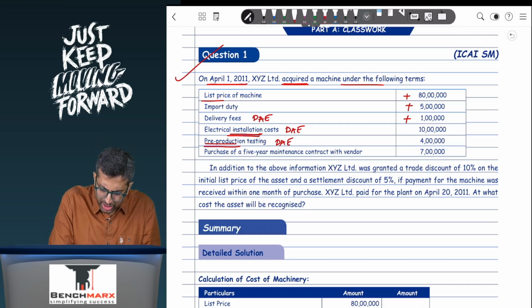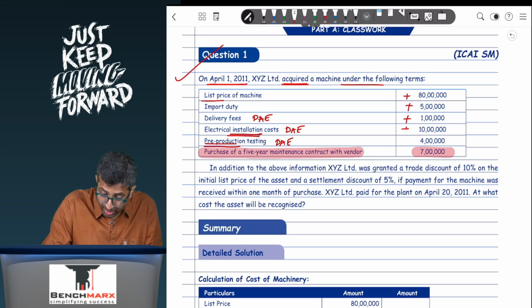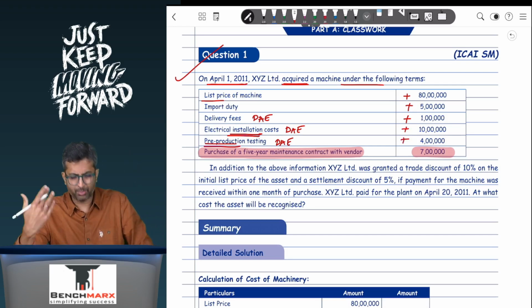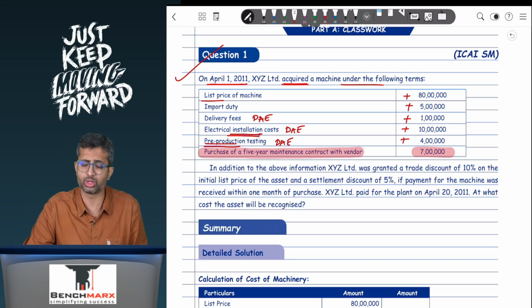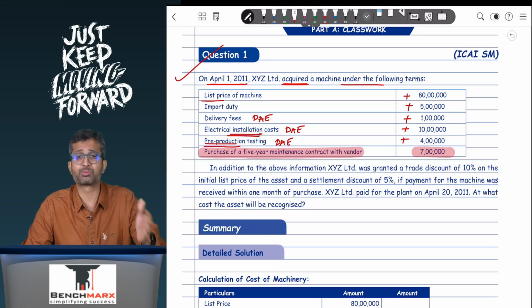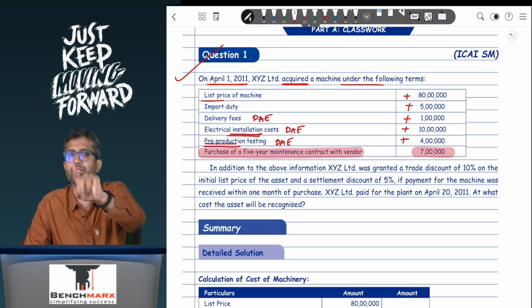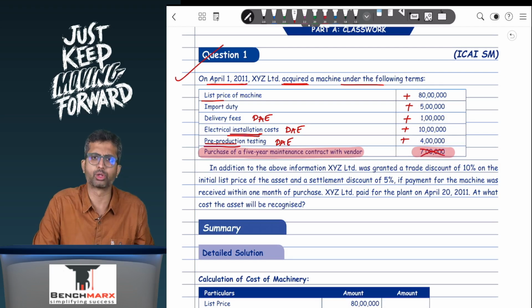Okay. Now purchase of a 5-year maintenance contract with the vendor, 7 lakh rupees. Think and tell me, this is maintenance cost. You are paying the money upfront, but merely because you pay it upfront, does that mean it is a part of your cost? What do you guys think? Will maintenance expense? No. Maintenance expense is subsequent expenditure to be incurred after the asset is ready for use, and hence this will not be taken as a part of the cost of your asset.